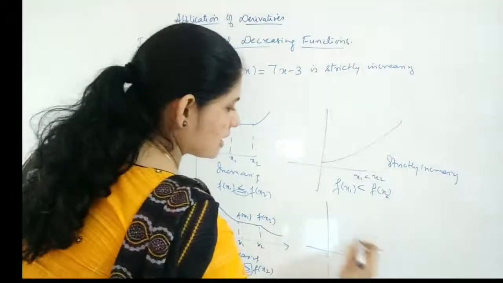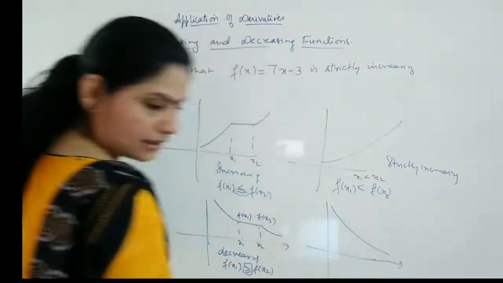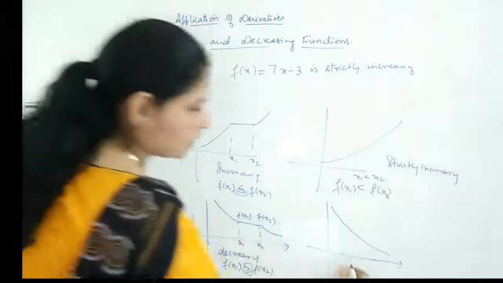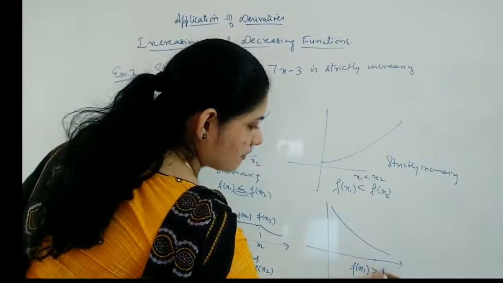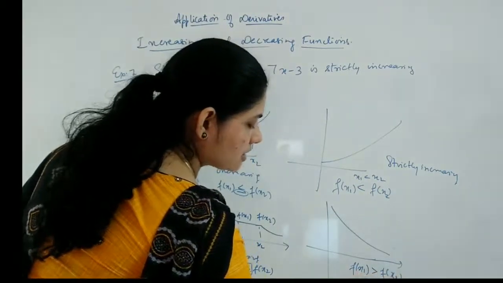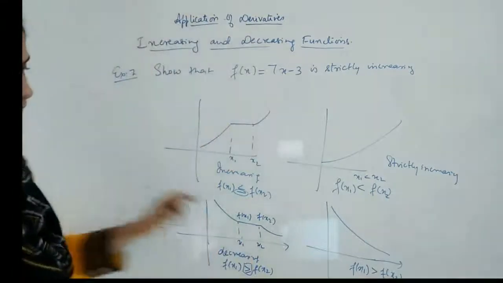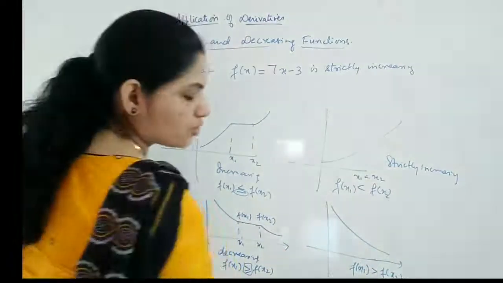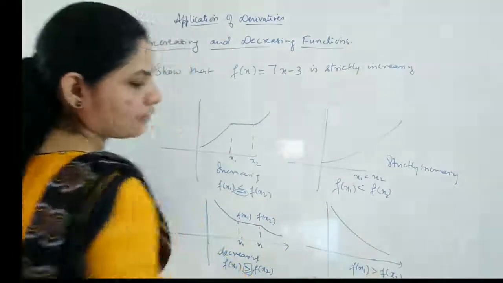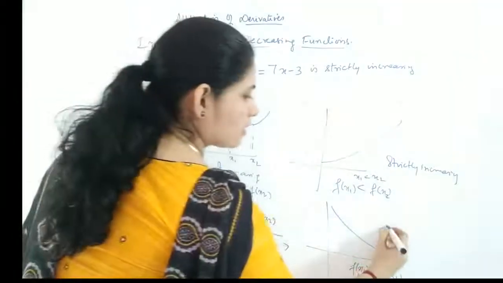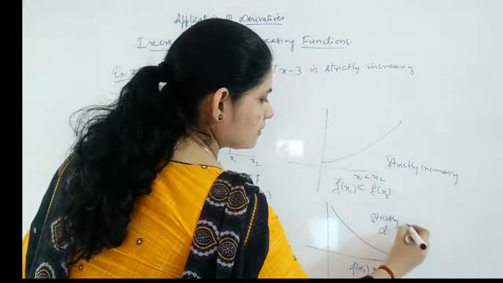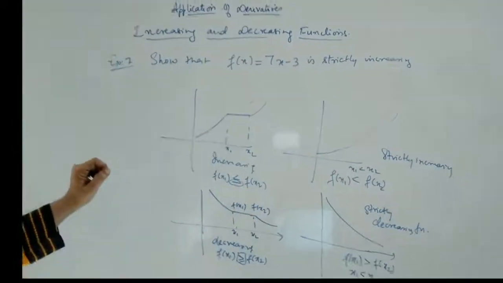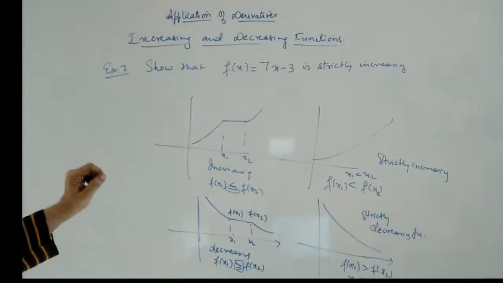But if the function is going downwards like this only, here you cannot say that the function value is also equal. So that means function f of x1 is every time greater than f of x2 if your x1 is less than x2. For any point having this relation x1 less than x2, you will have the function value f of x1 greater than f of x2 only. So this is your strictly decreasing function. Okay.